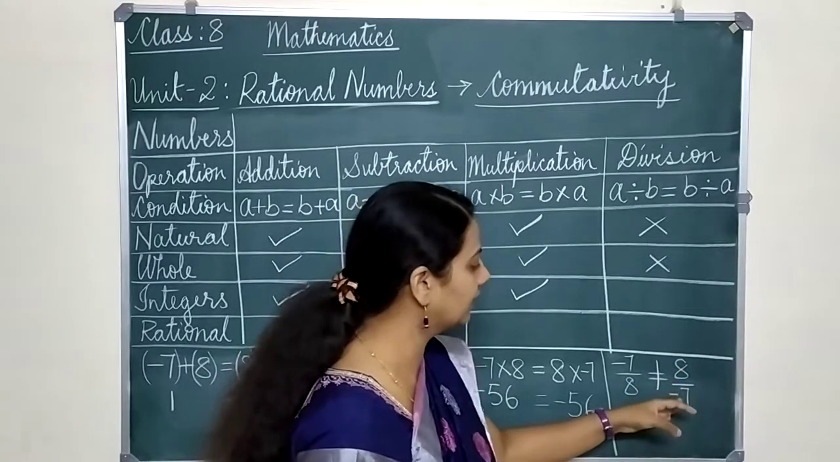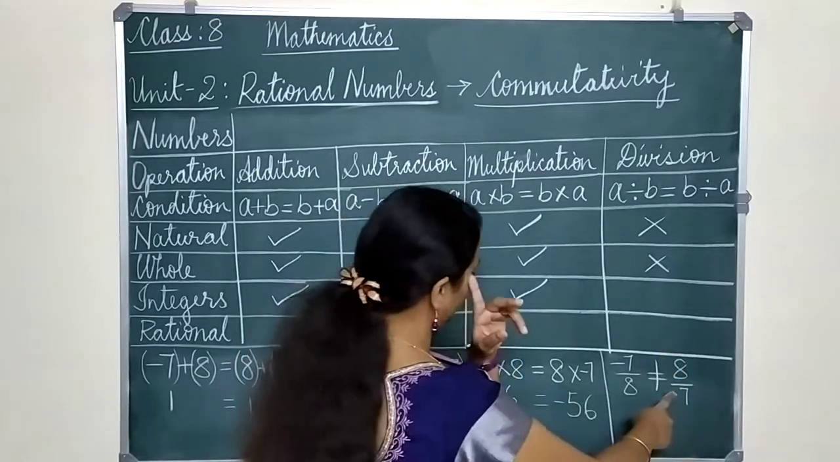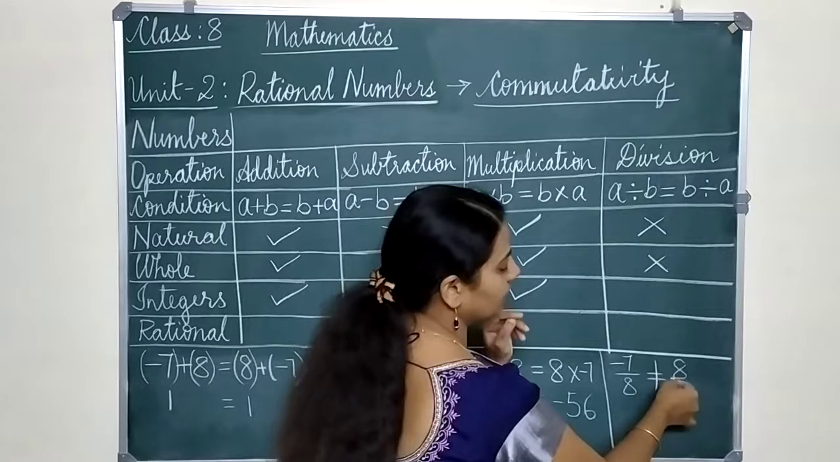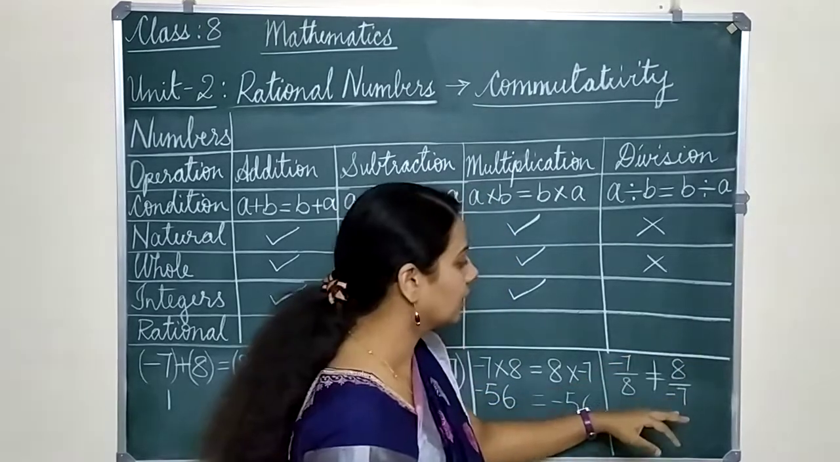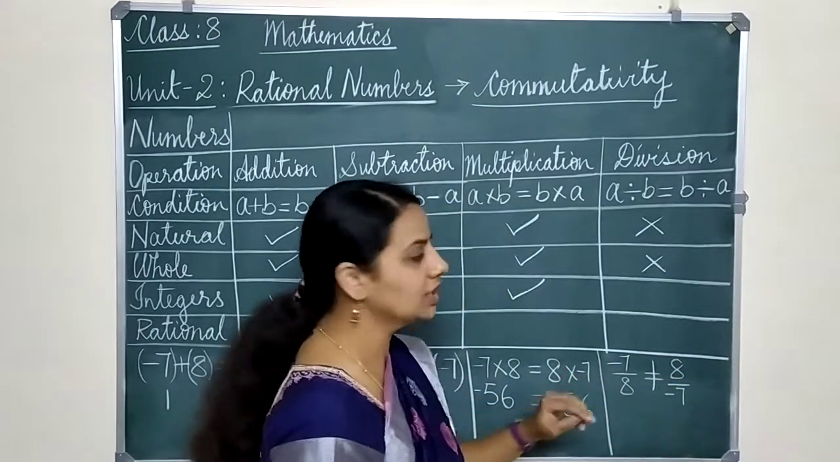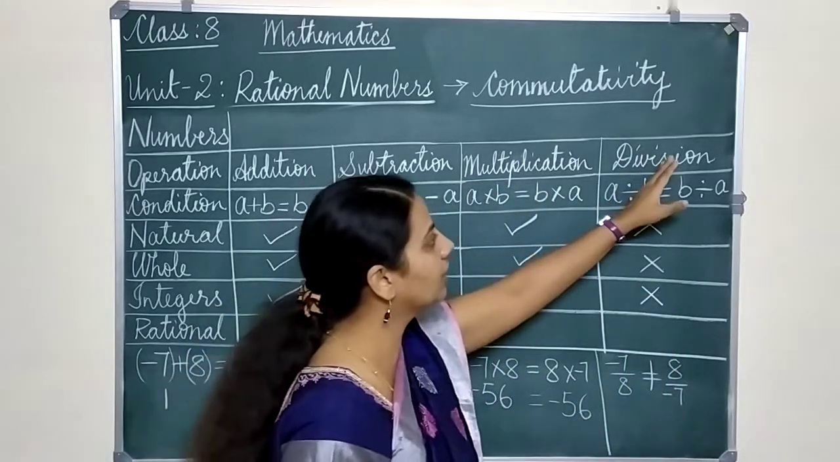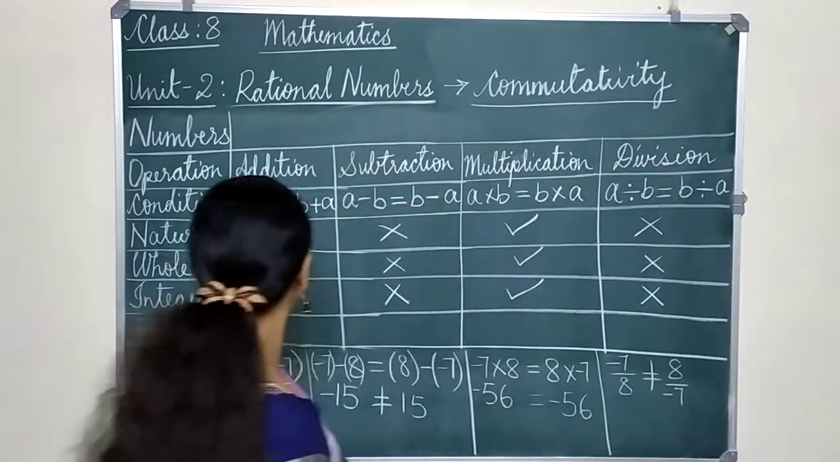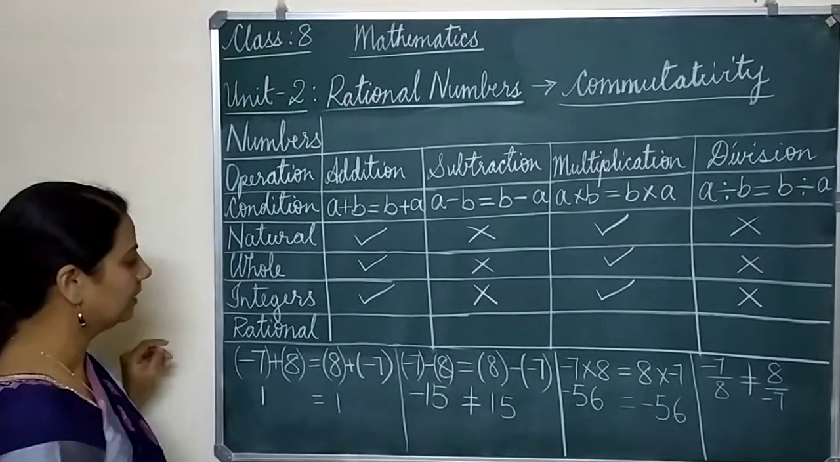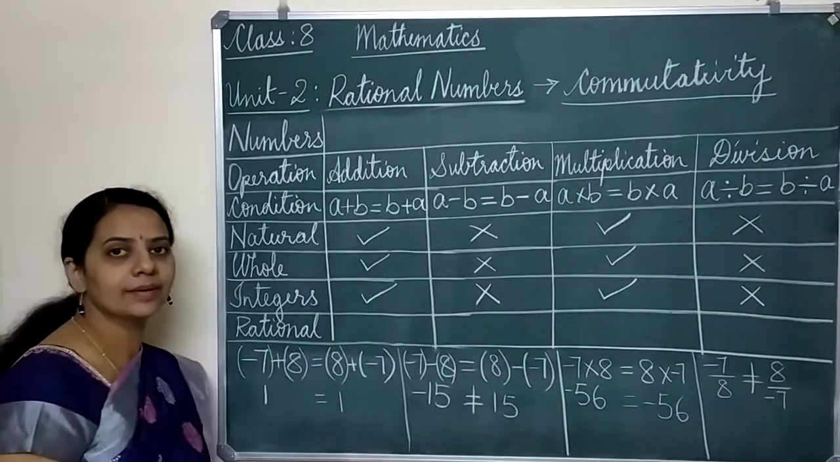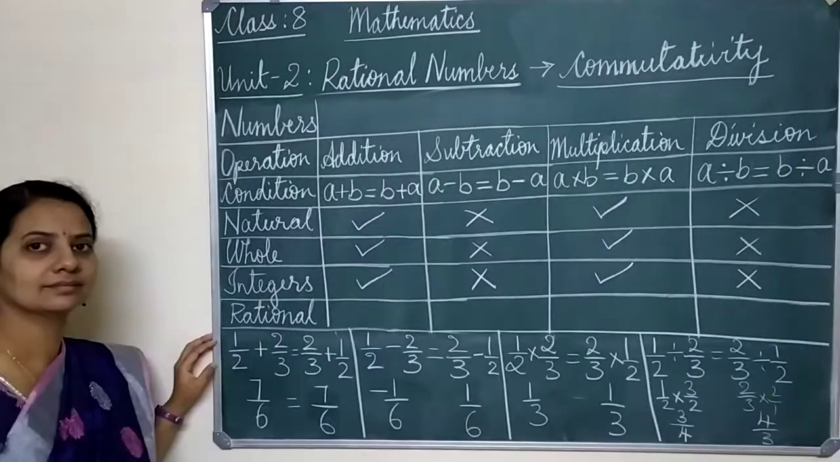If the minus sign is in the denominator, it is as good as writing it in the numerator. So this is not equal, so I can say that commutative property doesn't hold good under division for integers. Now we will see for rational numbers.